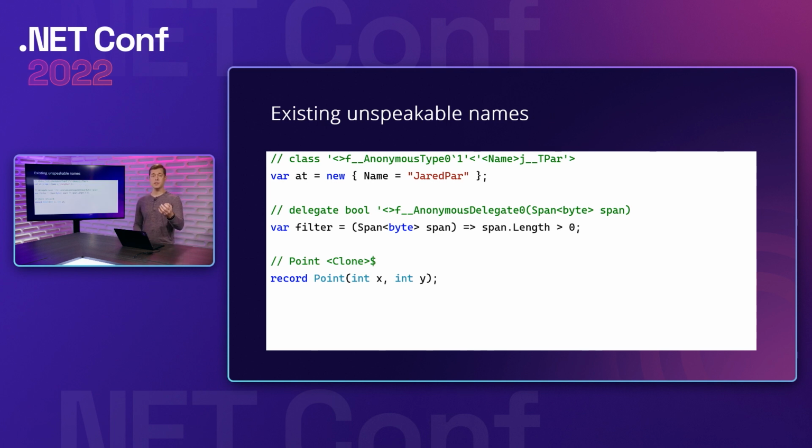For example, if you use anonymous types, we emit them with this unspeakable name where we have that less than and greater than sign as a key to ignore this particular type. Same with anonymous delegates that we generate. And even if you used a record before, part of the with process of records is we have to clone the original record before applying the new property. And that clone member is emitted with an unspeakable name because we don't want people using it. We want that to be an implementation detail of the compiler.